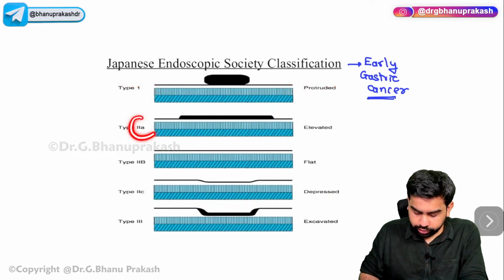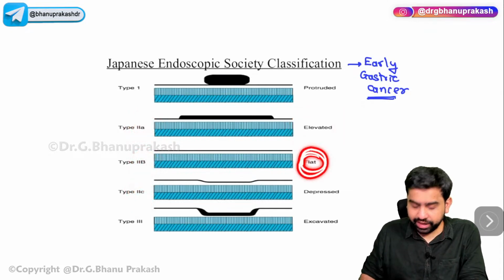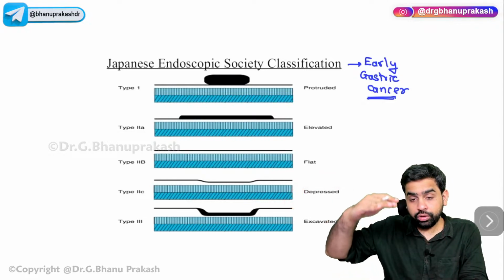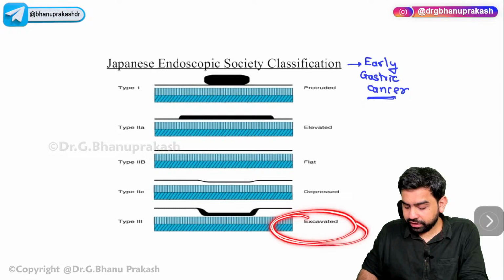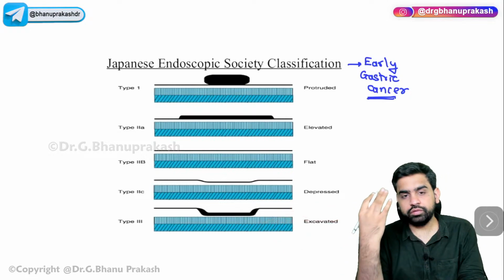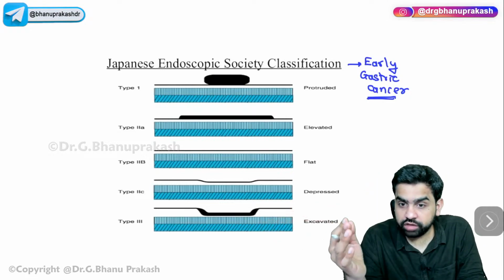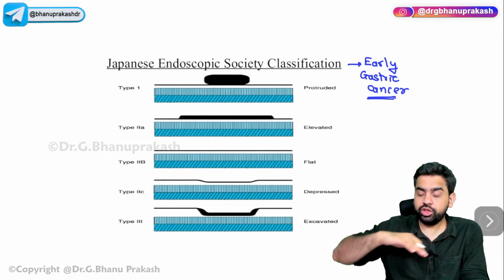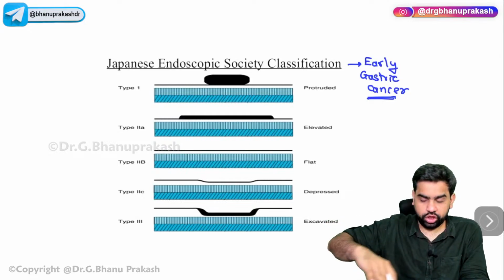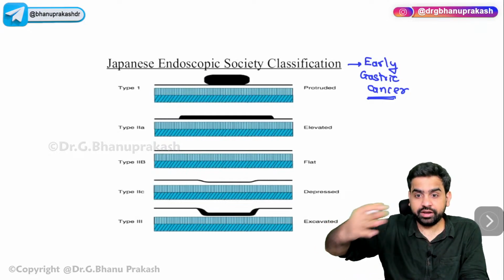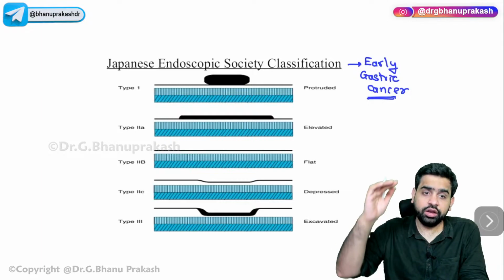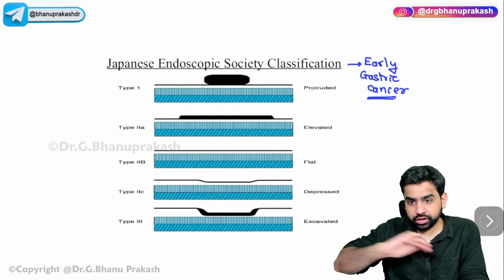Then type 2 is divided into type 2A, B and C. A is elevated, B is flat, and from type 2C it starts to be depressed. And type 3 is the excavated one. Okay, so what is the importance of this Japanese classification? If it is type 1, type 2A, or type 2B, we can perform local resection. So submucosal dissection and resection, all those things can be performed if there is an early gastric cancer of type 1, type 2A, type 2B. That is a clear-cut indication.